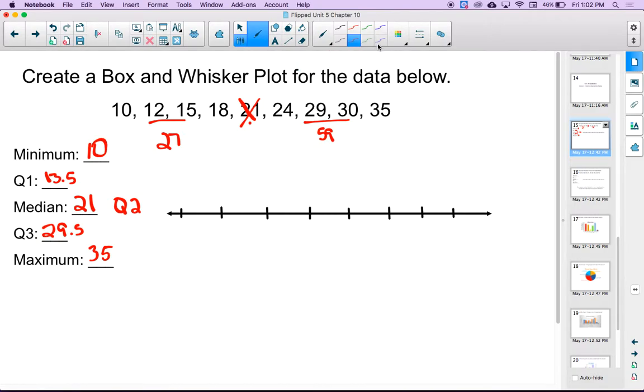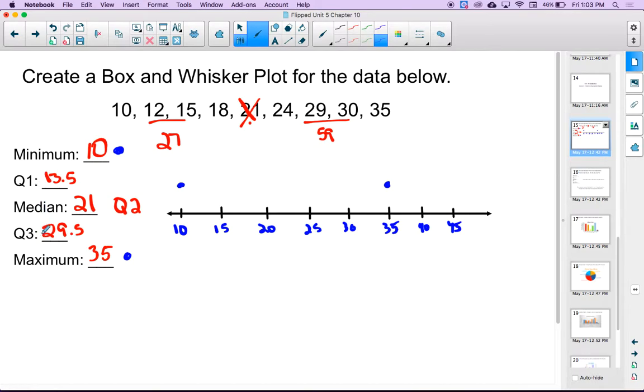Now, when we plot these 5 numbers, the minimum is going to be plotted as a dot, and so is the maximum. Okay, so let me number my number line here. I'm going to count by 5s. That's 10, 15, 20, 25, 30, 35, 40, and 45. So my minimum and maximum are going to be plotted as dots, and they hover above the number line. My maximum is going to be a dot hovering above the number line.